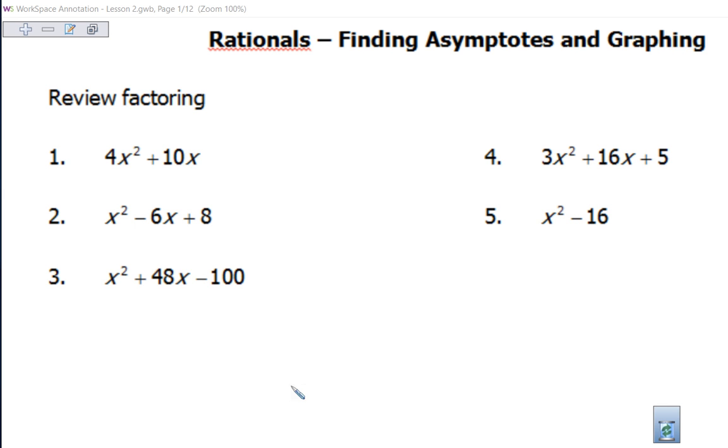Recapping with asymptotes. Today we will be finding the horizontal asymptotes and also the vertical asymptotes from the equations. And the first thing that we'll have to do is do a little bit of factoring review so that we can find where those asymptotes would be. So looking at number 1, we have 4x squared plus 10x, and we need to factor that.